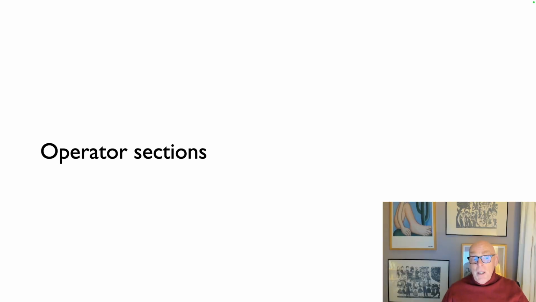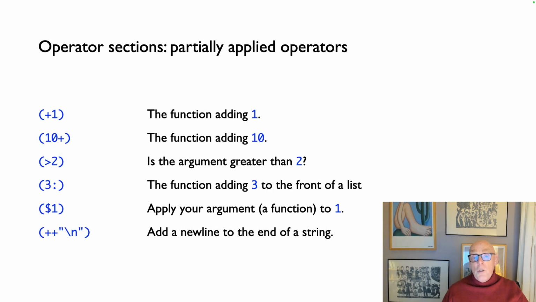Now we've talked about partial application of functions, but Haskell also has a really neat idea of what's called an operator section, which is just another word for a partially applied operator. Operator sections are written in parentheses, and here are some examples. (+1) is the function that adds 1. So we've partially applied the operator to its second argument. (10+) partially applies it to its first argument. (>2) tells you, is the argument bigger than 2?